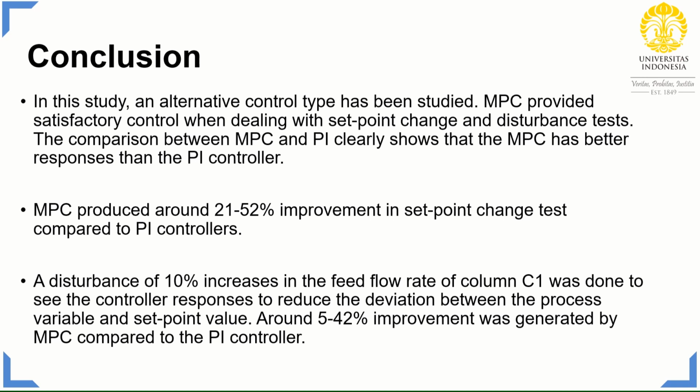A disturbance of 10% increase in the feed flow rate of column C1 was applied to see the controller responses in reducing the deviation between the process variable and the set point value. Around 5 until 52% improvement was generated by MPC compared to the PI controller.